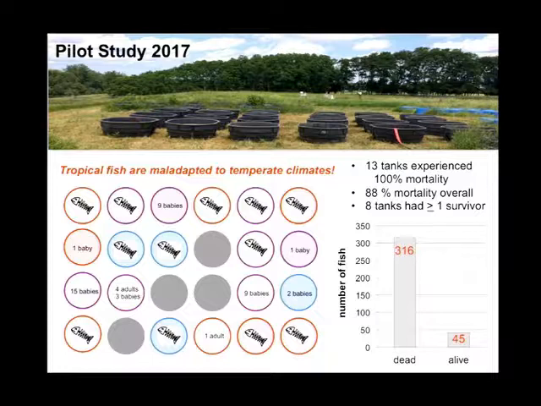Confirmed the really creative prediction that tropical fish are maladapted to temperate environments. So yeah, mass mortality here. 13 tanks experienced 100% mortality of all individuals. 88% of all individuals died from this cold exposure. And so this was a pretty terrible day, just scooping guppy carcasses that were supposed to become my preliminary data for my next NSF proposal.